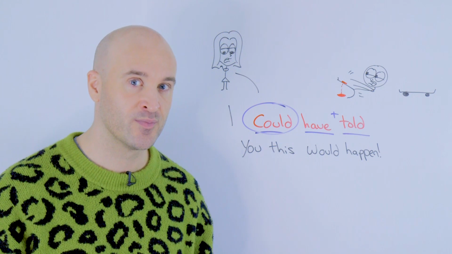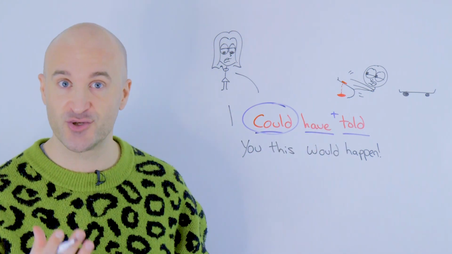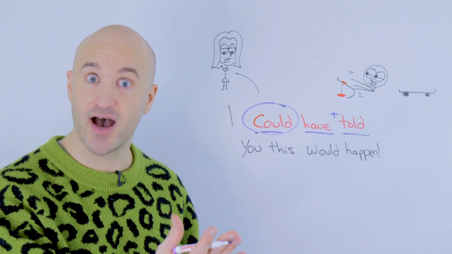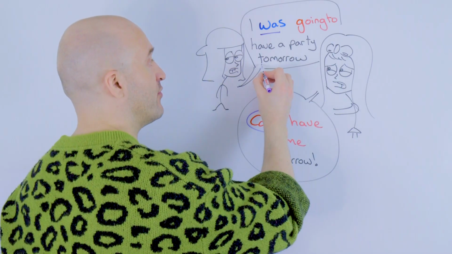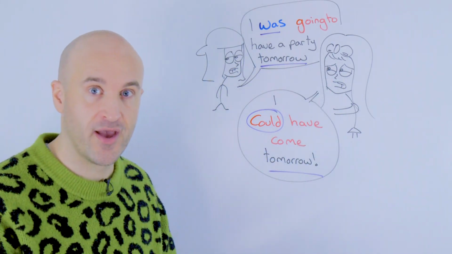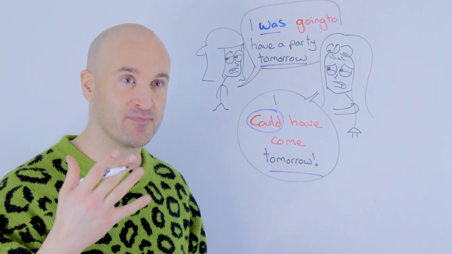But did you know we can use this same grammar structure to talk about the future? Yeah. For example, "So you cancelled your party tomorrow, right?" "Yeah, I was gonna have one tomorrow, but no one I like was free." "I could have come." Exactly, so this is the same thing. They're talking about the future, tomorrow, but we're using a past tense to talk about tomorrow.